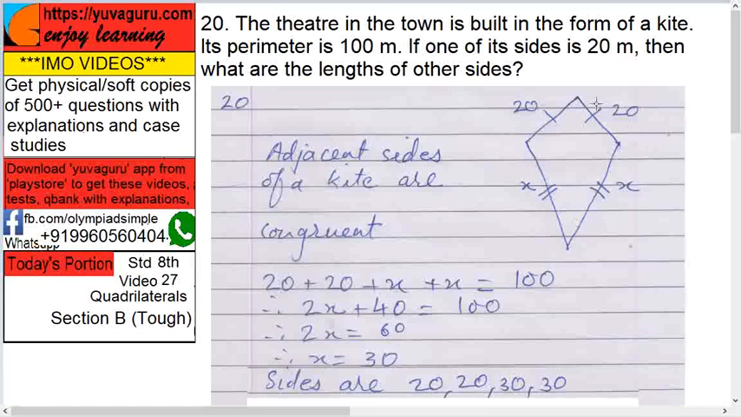So this is a kite. Kite means two pairs of adjacent sides equal. Then its perimeter is 100 meters. Total of all sides is 100 meters. If one of its sides is 20 meters.